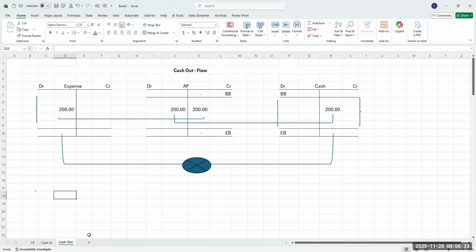So what will be our formula? It will be expense plus beginning balance of accounts payable minus ending balance of accounts payable. It's going to give me the cash outflow.